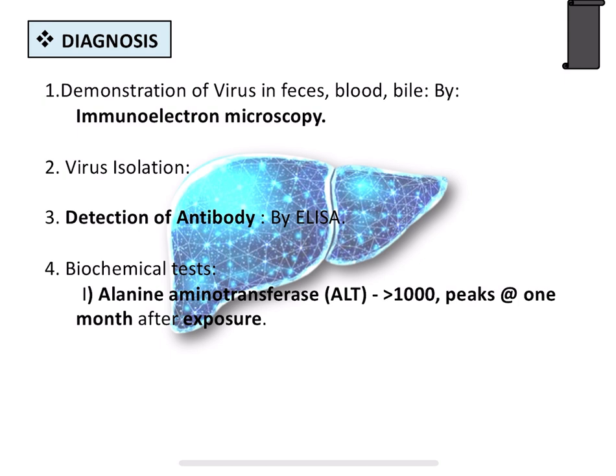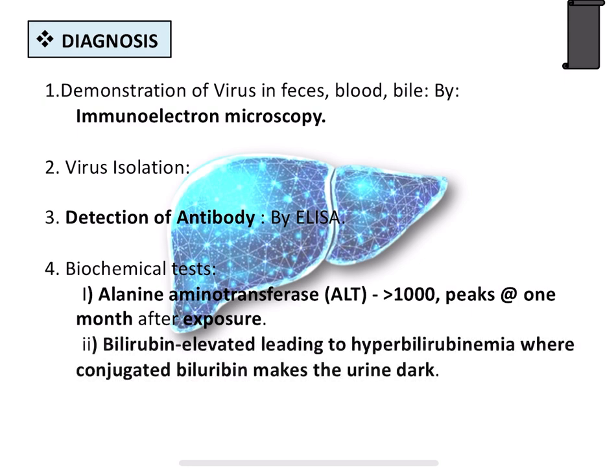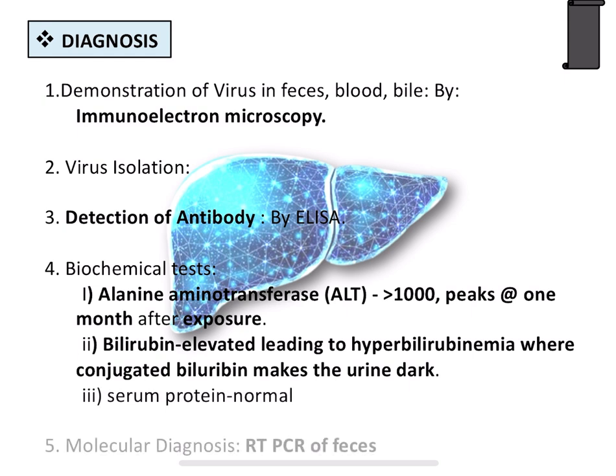Is it clear? ALT increases to more than 1000, peaking 1 month after the exposure. Bilirubin is elevated, leading to hyperbilirubinemia, so the bilirubin content is high in the blood. The conjugated bilirubin is passed through the urine and is making it dark. Is it clear? Then the serum protein will be normal, and the molecular diagnosis is RT-PCR of the feces. Is it clear?